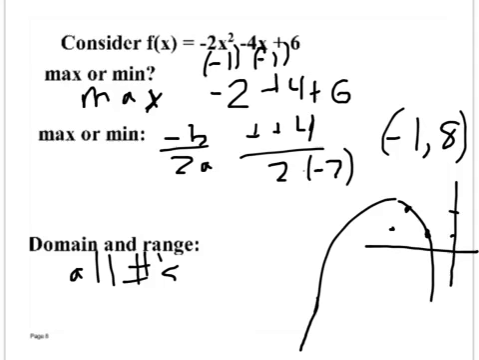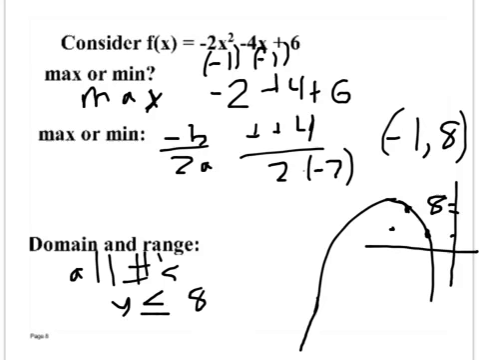Doesn't it cross 20? 20 would not be included, right? Because the farthest up it goes is what? Oh yeah, 8. So 9, 10, 11, 12, those aren't included. So my range would say y is anything less than or equal to 8.